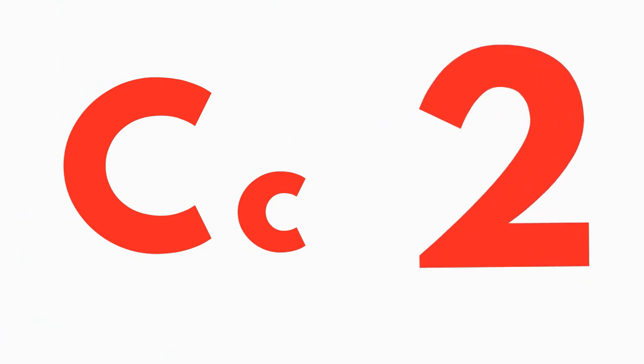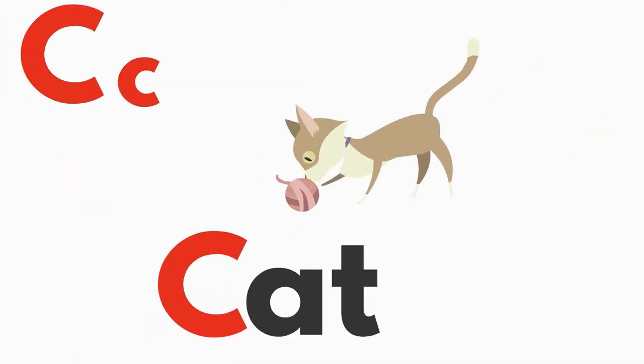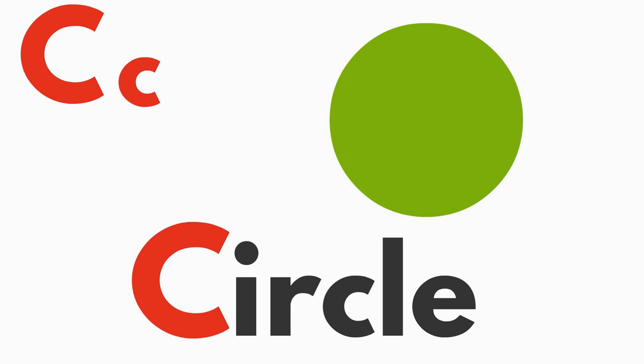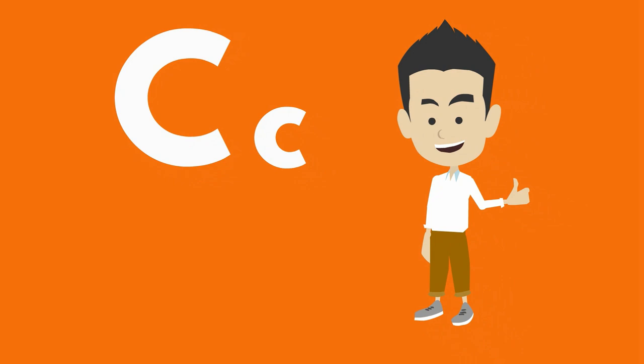C makes two sounds. K, as in cat. K, k, cat. S, as in circle. S, s, circle. Let's learn some more words that start with C.